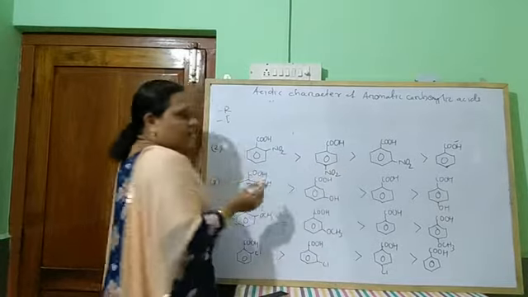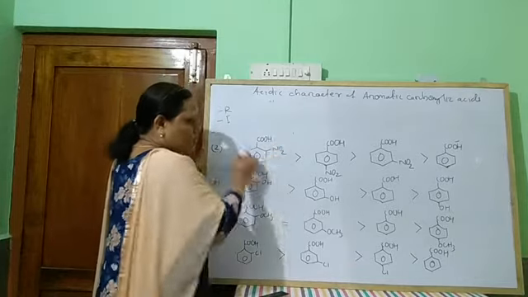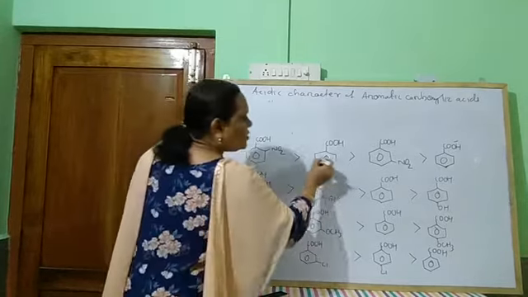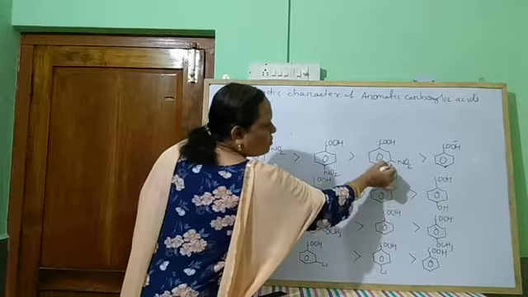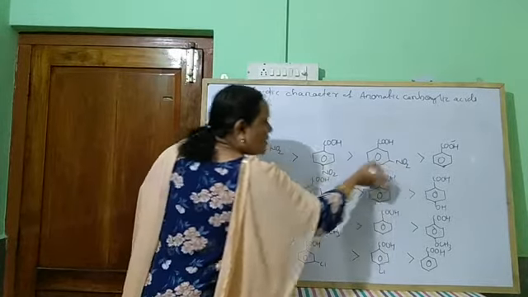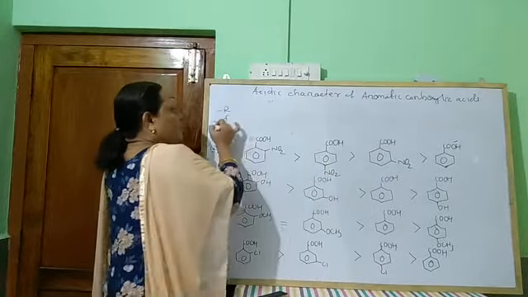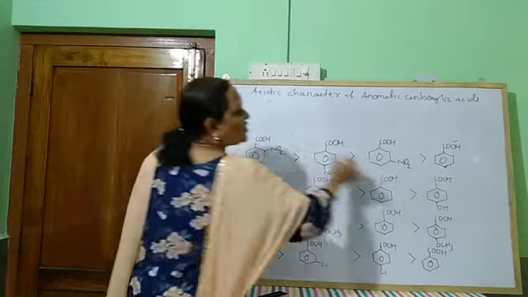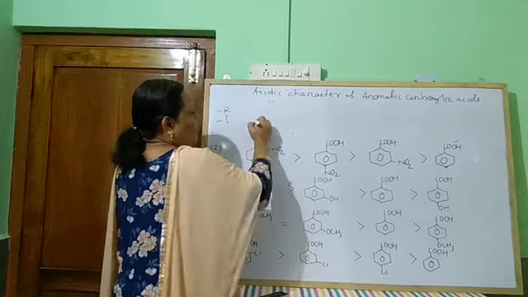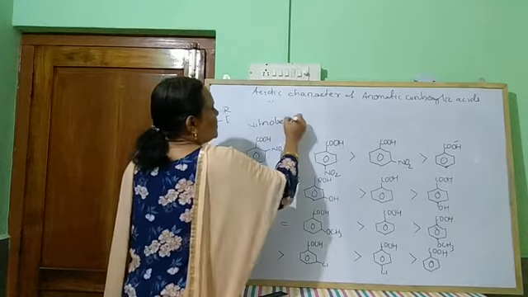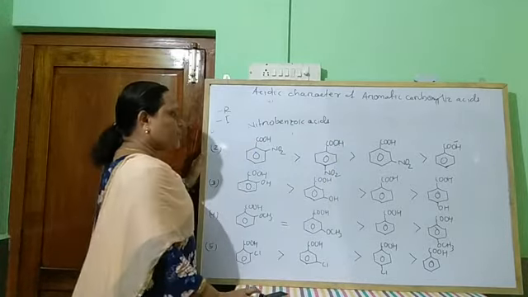Then if an electron withdrawing group is present at ortho or meta, it makes the acid stronger. And if the electron withdrawing group is present at para position, it increases the acidity more as compared to meta. In this way, para-nitrobenzoic acid is stronger than meta, and due to presence of minus I and minus R, all are stronger as compared to benzoic acid. So this is the acidic strength of nitrobenzoic acids with respect to benzoic acid.